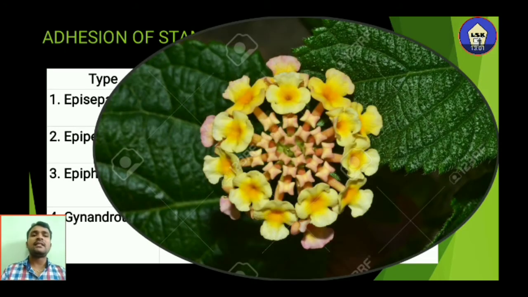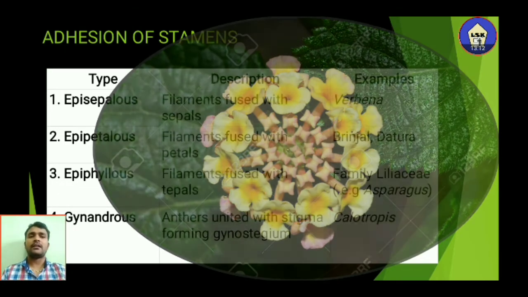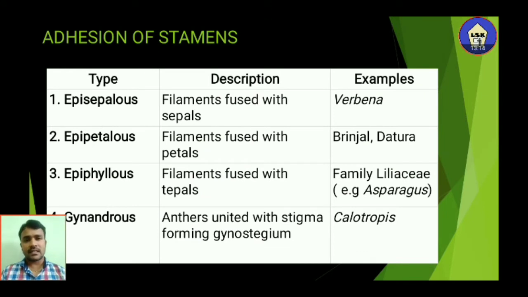This is the verbena flower, in which the filament of the stamen is attached to the sepal. That is not clearly visible here, but just remember the photograph of this particular plant. The next one is epipetalous. The name itself indicates the filaments of the stamens are attached to the petals. It is a quite natural type of attachment or adhesion.